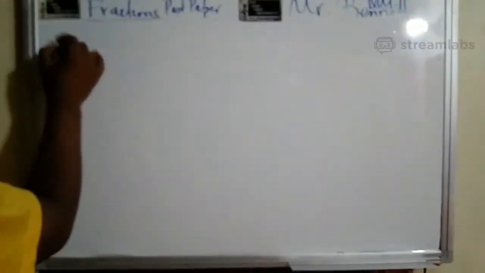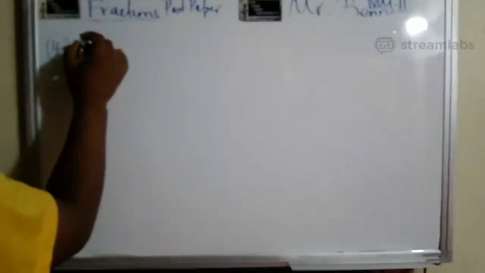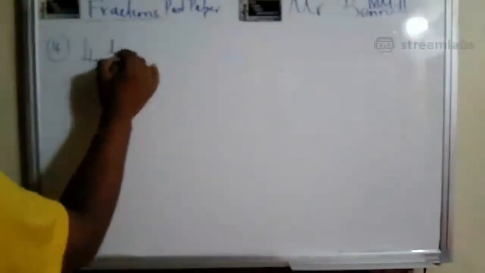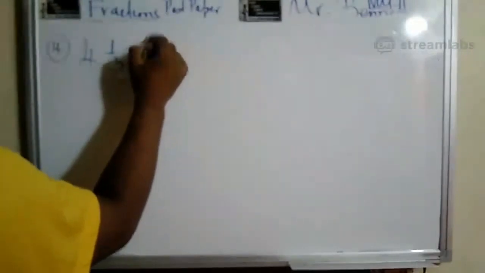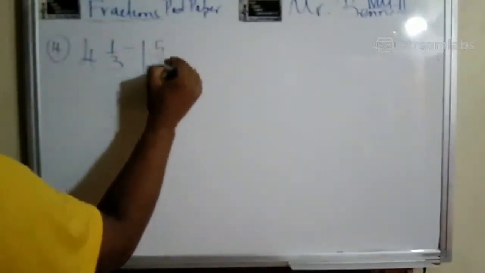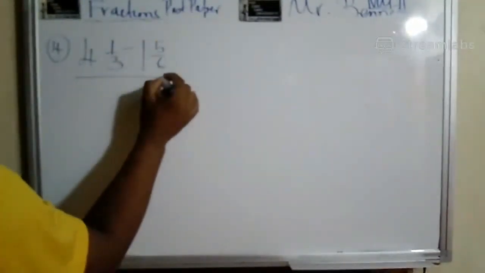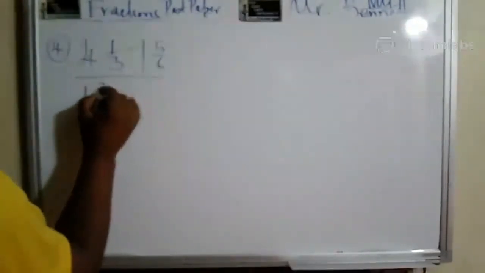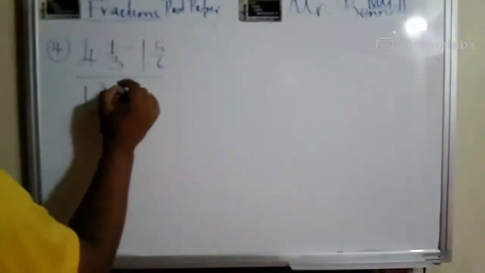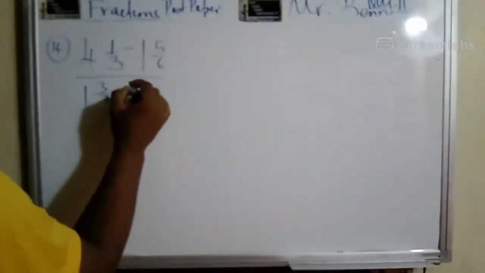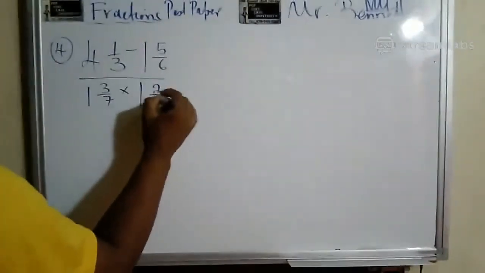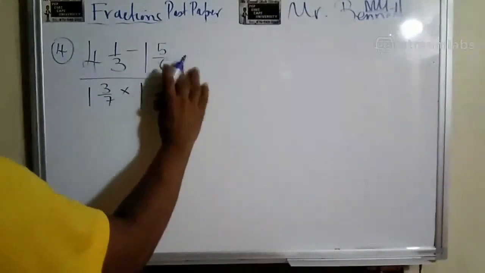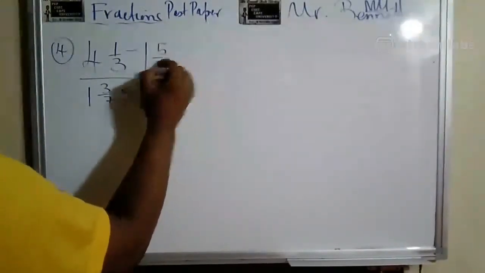So this one is 4 1/3 minus 1 5/6 divided by 1 3/7 times 1 2/3. Go ahead and work this one guys. You have 3 minutes to complete it.